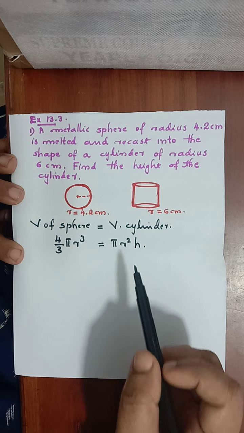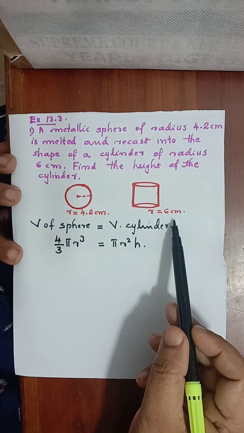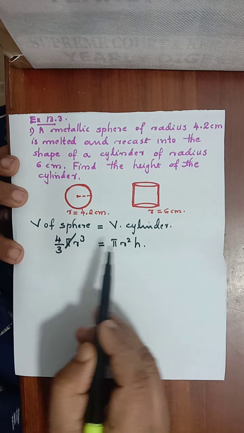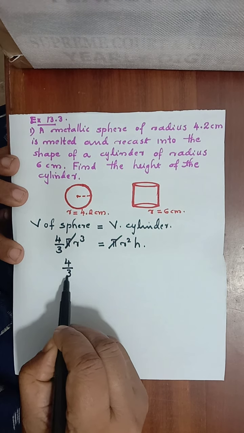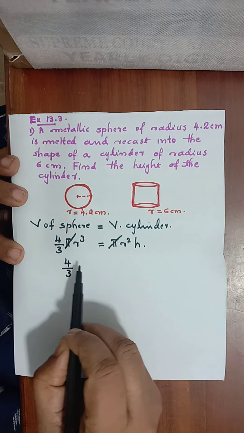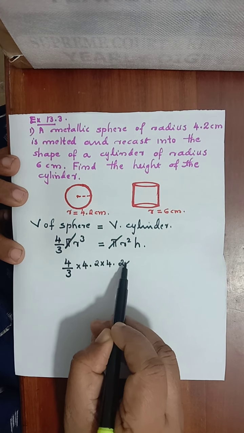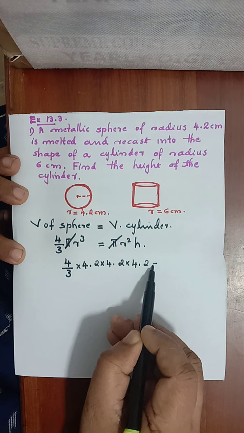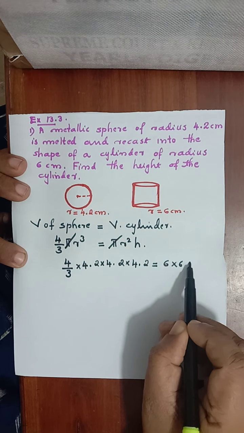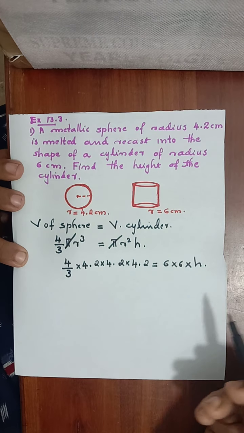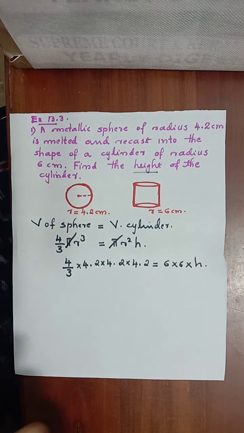Here these r are different. You can see in the figure. For the sphere it is 4.2 and for the cylinder it is 6 centimeter. But pi will be the same, so we can cancel it here. Now we are going to substitute 4 by 3 into r cube of the sphere, 4.2 into 4.2 into 4.2. That's equal to r square h. R square is 6 into 6 into h. We do not know that. That is to be found out. We have to find out the height of the cylinder. That itself is the question.